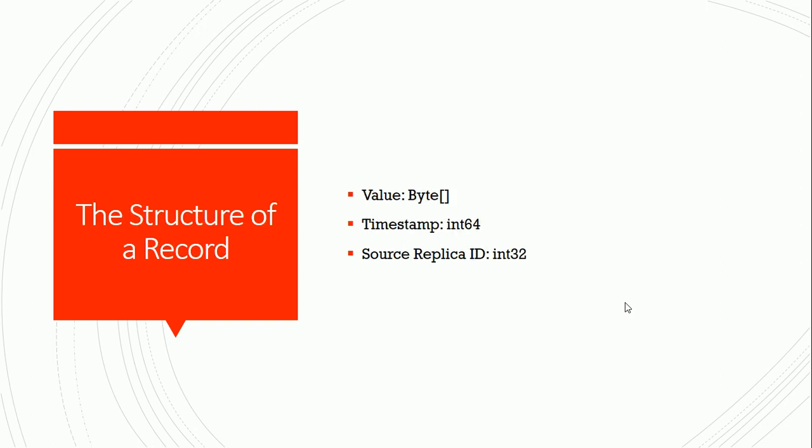Let's start with the record. For each record, we have a key, and for the value part of the key we have a byte array. We also need to store a timestamp, for which we use a 64-bit int, like long in Java, and we store a source replica ID, which is a 32-bit int. Now let's see how we can write the corresponding proto description for it.